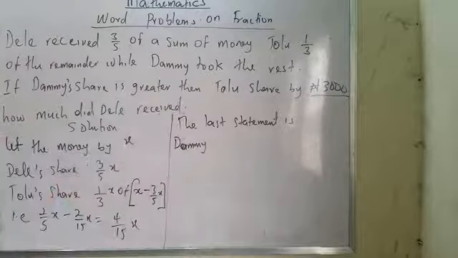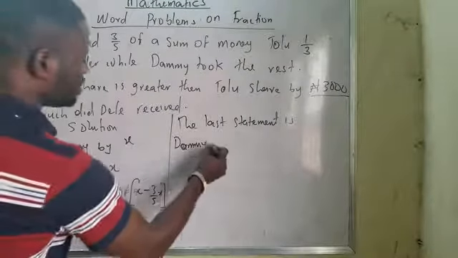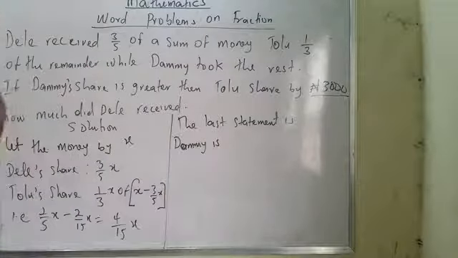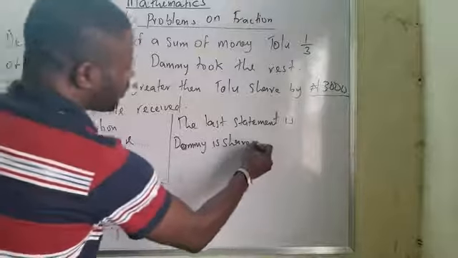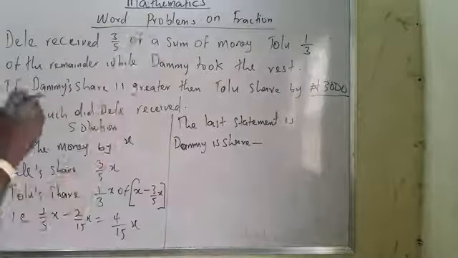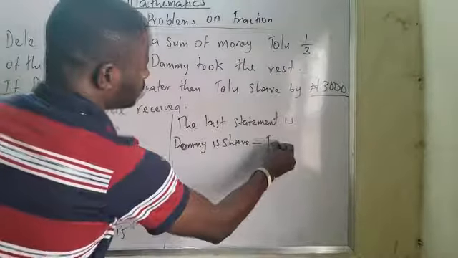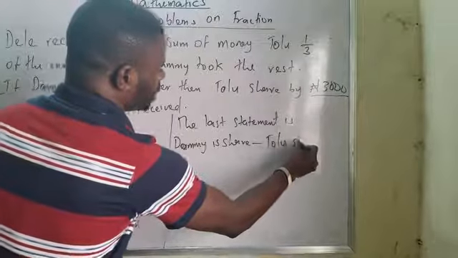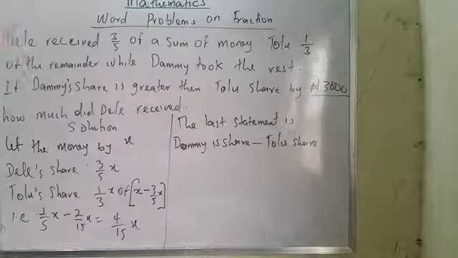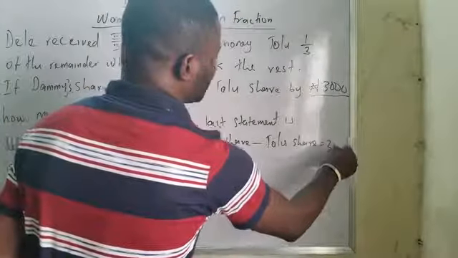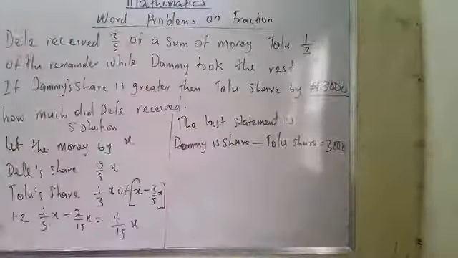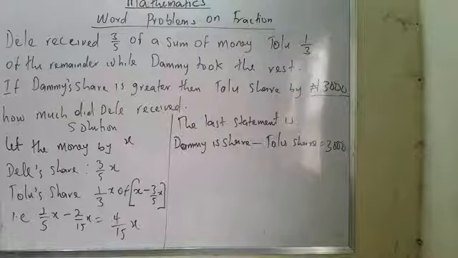Now, that means the share minus Tolu's share, which is equal to the amount, which is 3,000 naira. That is what we need to do.